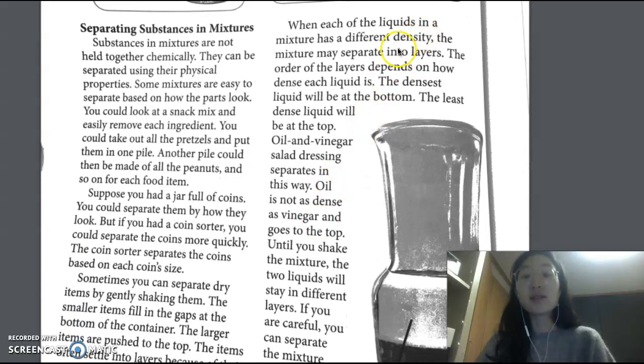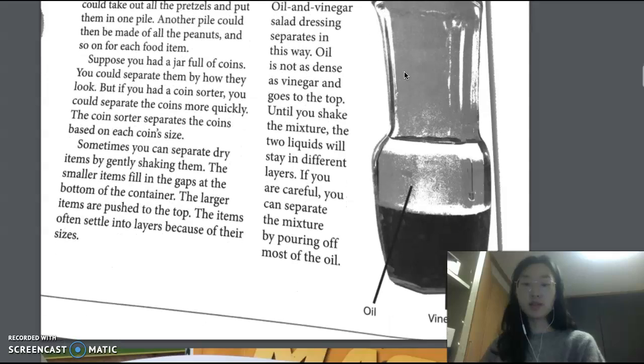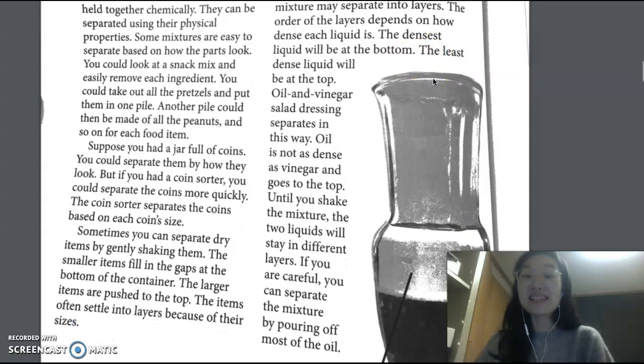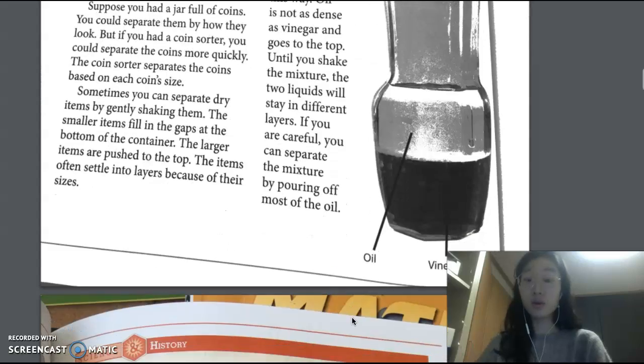When each of the liquids in a mixture has a different density, the mixture may separate into layers, just like this picture. That's oil and that's vinegar on the bottom. The order of the layers depends on how dense each liquid is. The densest liquid will be at the bottom, and the least dense liquid will be at the top. So oil and vinegar salad dressing separates in this way. Oil is not as dense as vinegar and goes to the top. Until you shake the mixture, the two liquids will stay in different layers. If you're careful, you can separate the mixture by pouring off most of the oil.